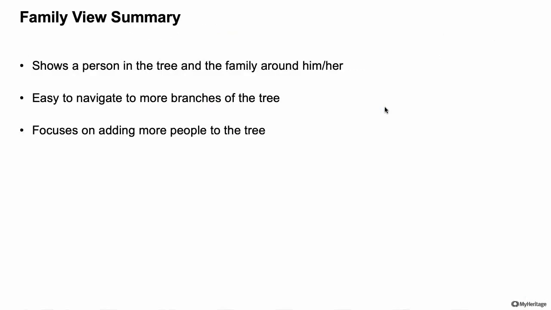So to summarize, the family view shows a person in the tree and the family around them. It's easy to navigate to more branches of the tree by clicking on this more branches icon. And it's easy to add more people to the tree. There is this add father, add mother, which people use a lot, and also to add additional people, spouses, children, and so on.